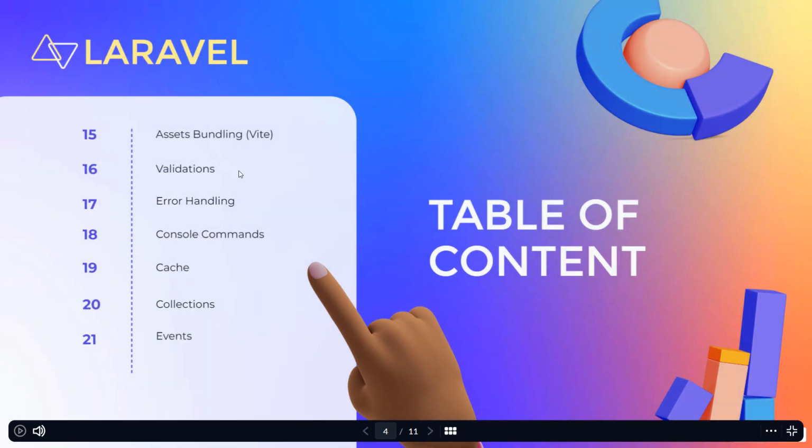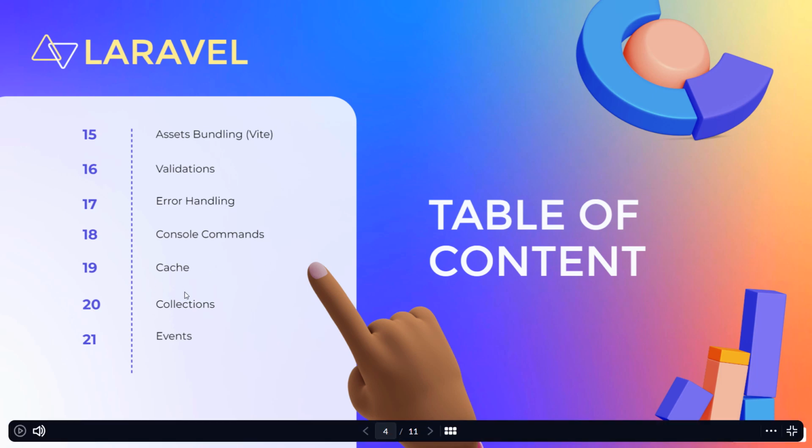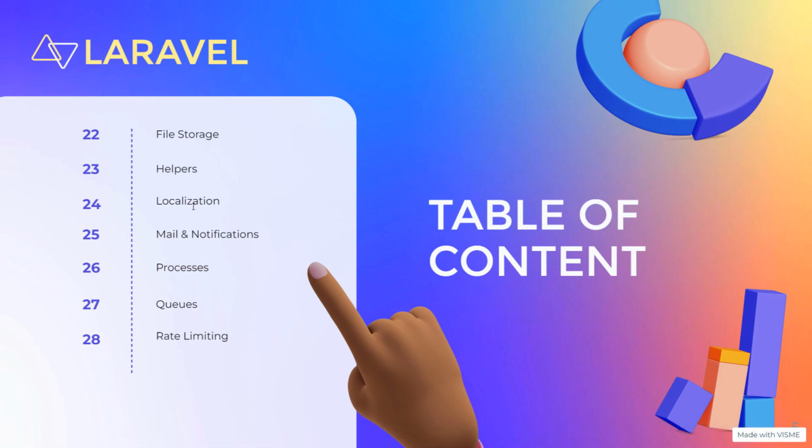The next slide comes with what is assets bundling, and we are going to cover Vite here. Validations, error handling, console commands. So the console commands are really important and really powerful and come in really handy when it comes to cron jobs. And then we will talk about the caches, collections, what are collections, events, and how we can trigger those events. Then we have the file storage system, helpers, localization. So localization is basically translating the application into multiple languages.